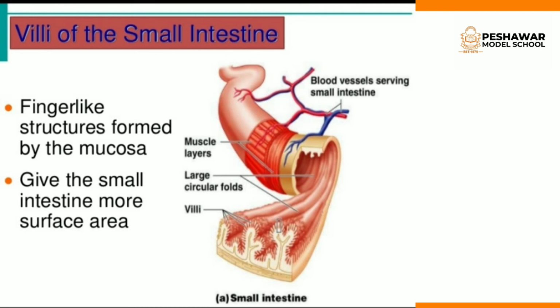You know, these villi absorb the nutrients from the food, because they give a large surface area to the small intestine, and these villi are richly supplied with blood capillaries. Clear? So with the help of these villi, this finger-like structure, the nutrients are absorbed from the food.